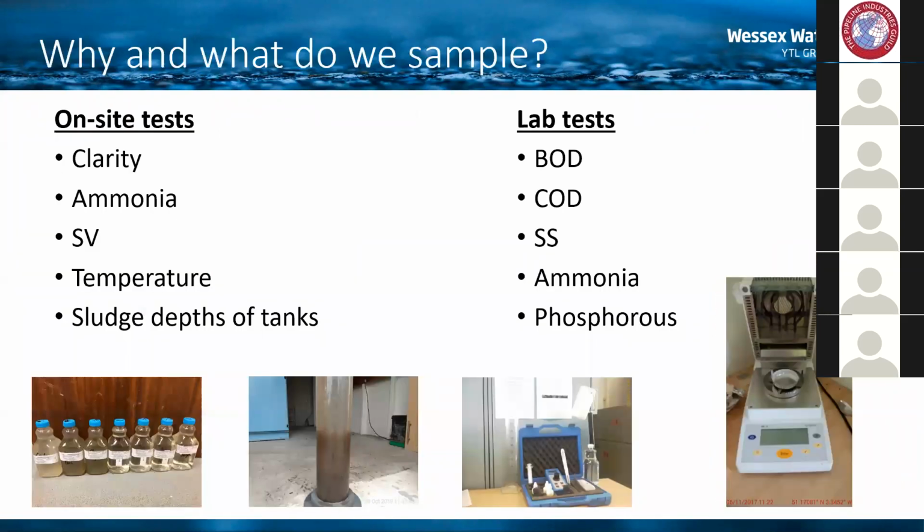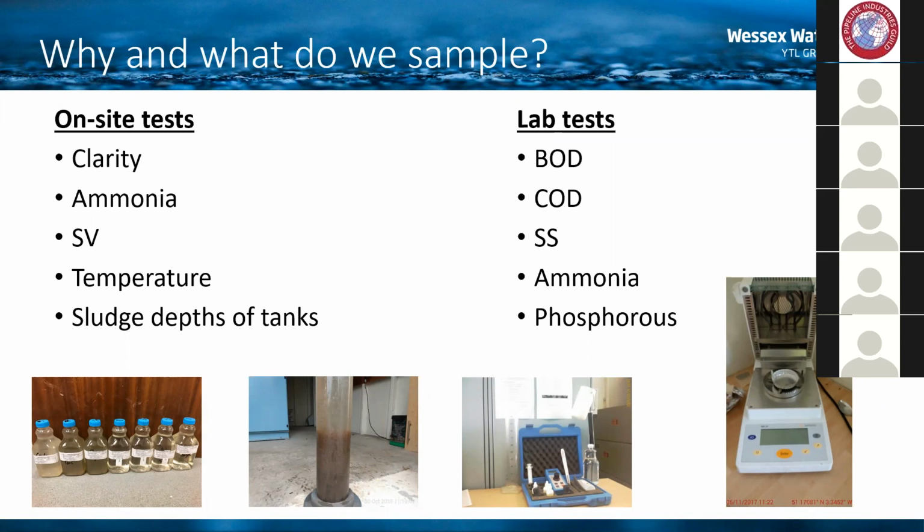So moving on, what do we sample on site? Some of the common tests that we do on site to check how the systems are performing is we do a clarity check. That's checking how clear the final effluent discharge is, and that gives us an indication of the amount of suspended solids that might be in the sample. That's one of the ways in which we monitor plant performance. We can also carry out on-site ammonia tests as well, and that's often directly comparable with consents in our permits.